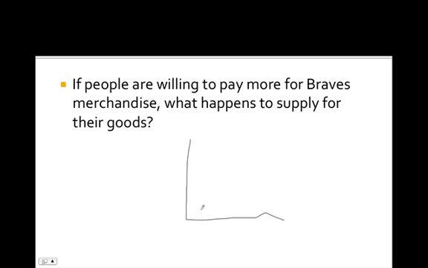Here is my very attractive price and quantity axis. Drawing on a mouse pad is harder than it looks. And here we're going to have a demand curve. Here we're going to have a supply curve. All right, so what we've said is people are willing to pay more. So we're going to have an increase in demand.